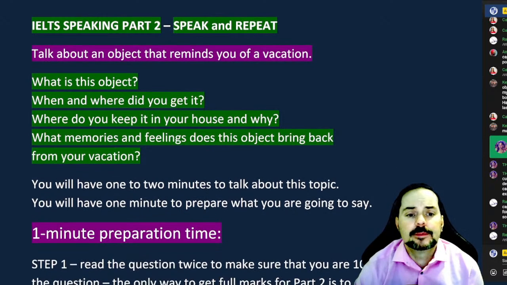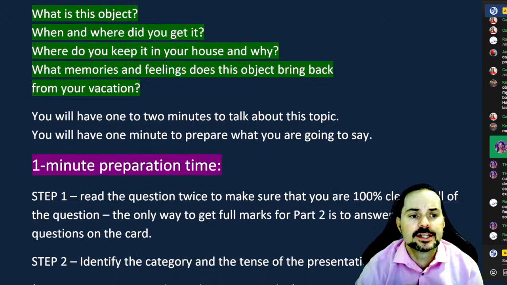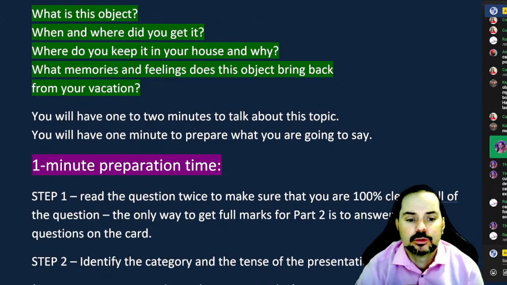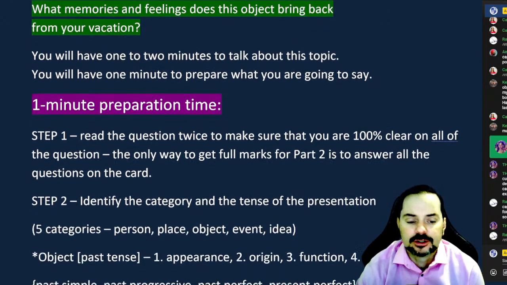So, talk about an object that reminds you of a vacation. What is this object? When and where did you get it? Where do you keep it in your house and why? What memories and feelings does this object bring back from your vacation? You will have 1 to 2 minutes to talk about this topic. You will have 1 minute to prepare.